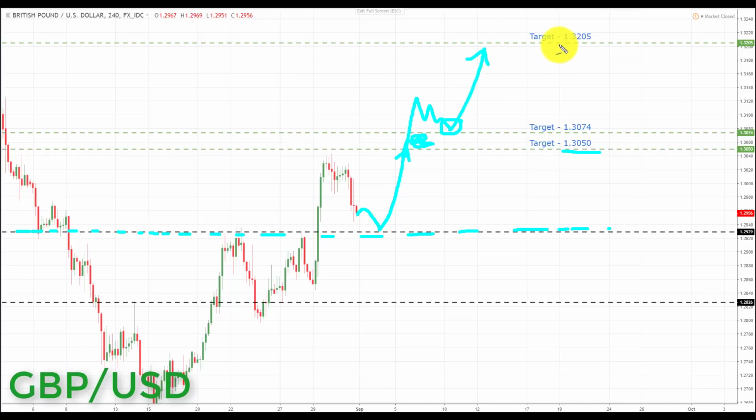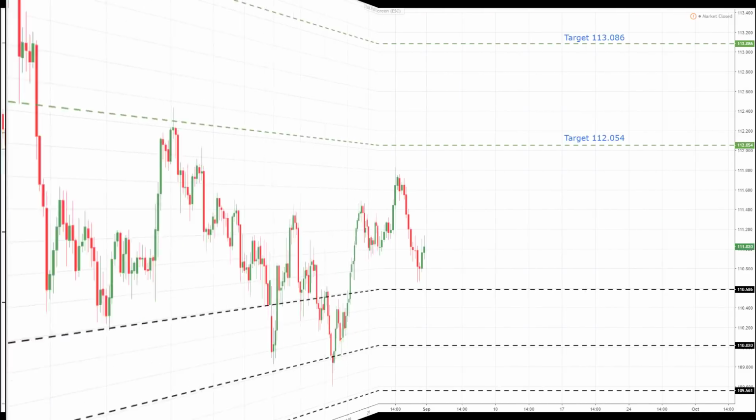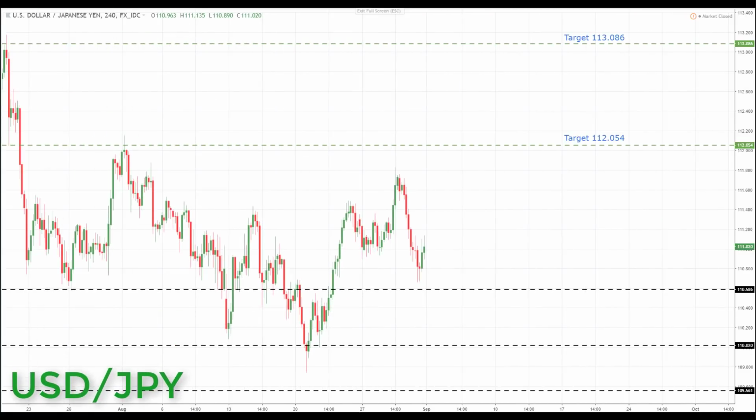So the next pair we're going to look at is the US dollar Japanese yen. Now last week we started the week up in this area and we were looking for a potential pullback and preferably a retest of broken resistance looking to turn support at the 110.586. You can see we did start to get this pullback.